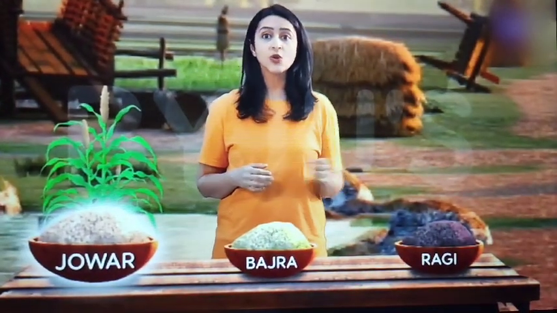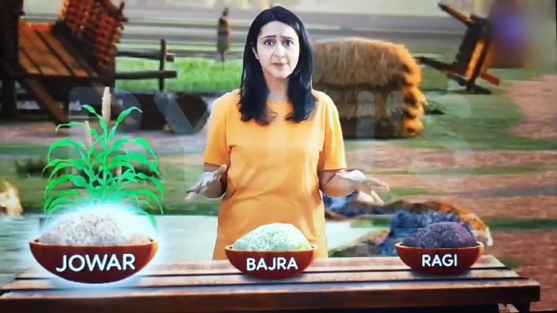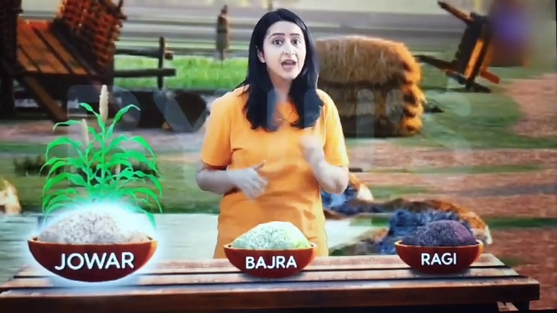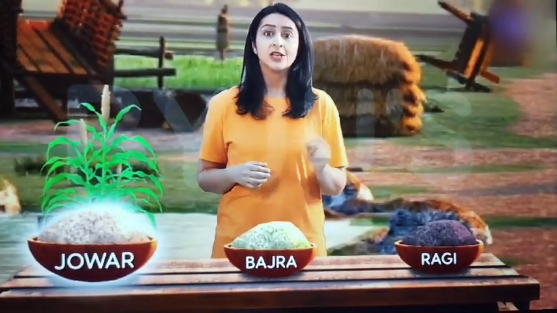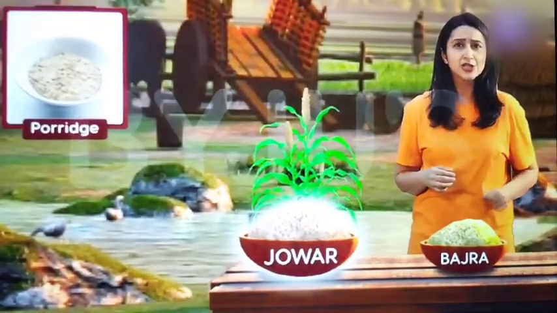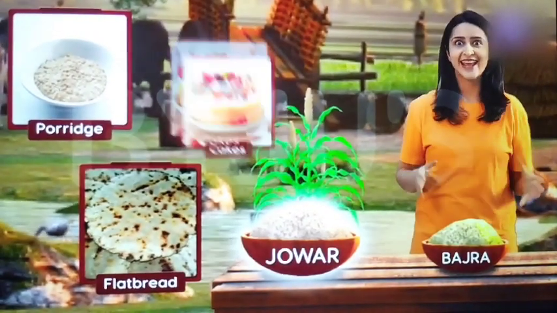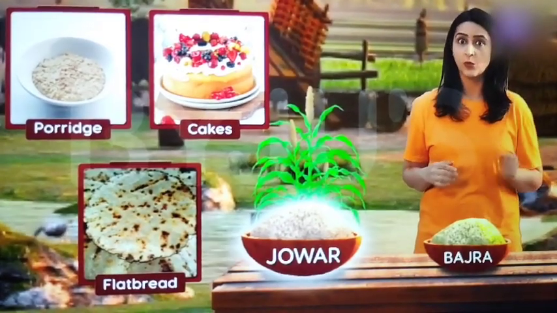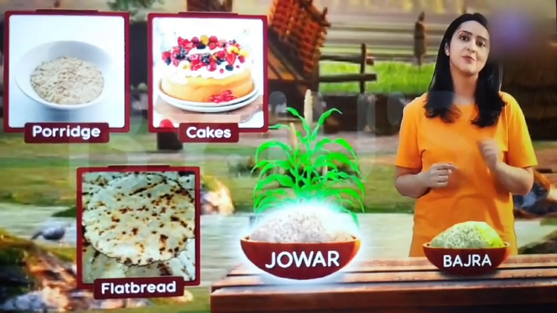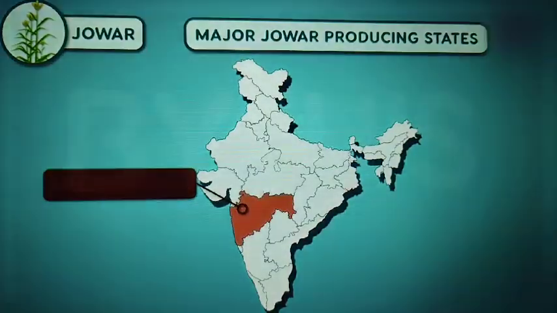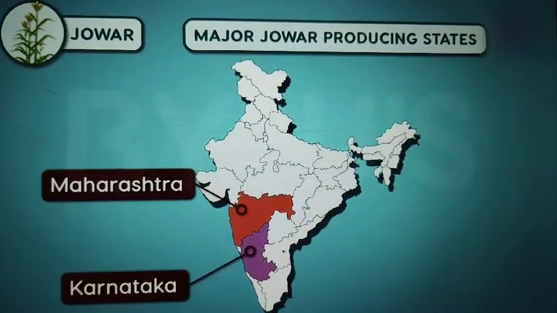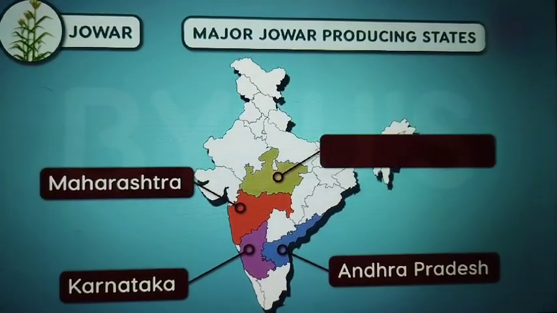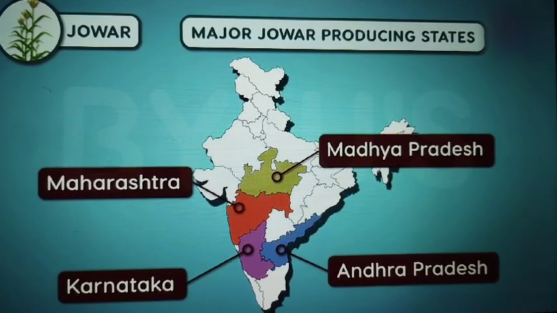Jowar is generally grown in areas that solely depend on rainfall and hardly need irrigation. Jowar is used to make porridge, flatbread and cakes. It is the third most important crop in India with respect to area and production. Maharashtra, Karnataka, Andhra Pradesh and Madhya Pradesh are the leading producers of jowar in India.